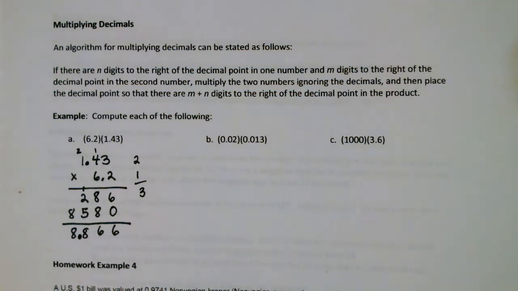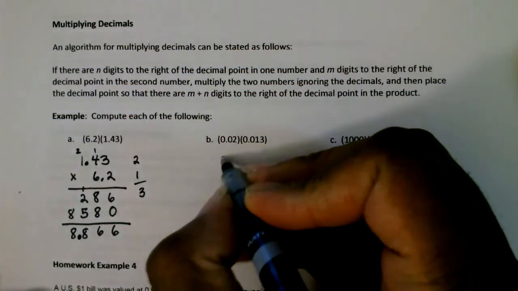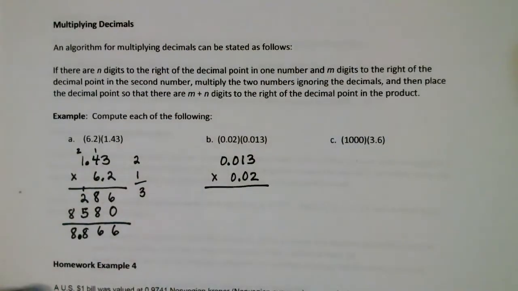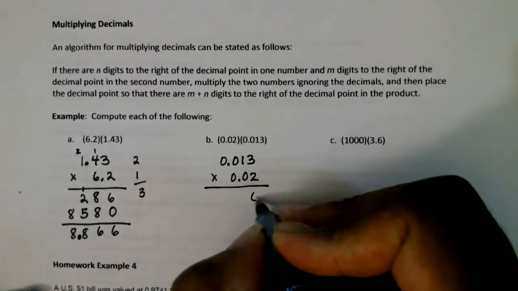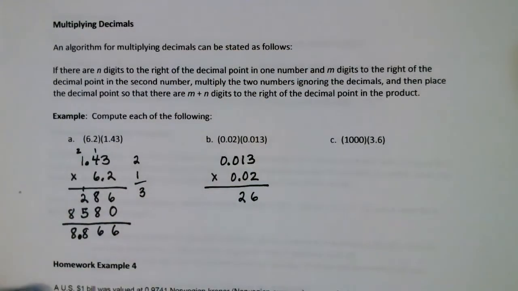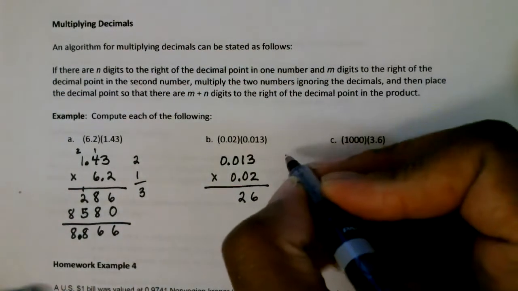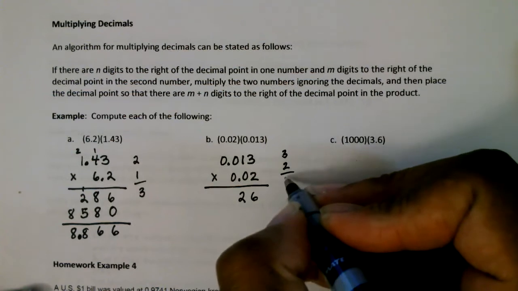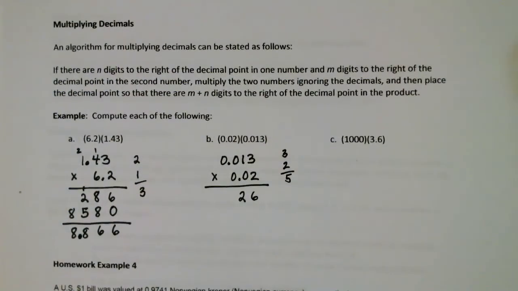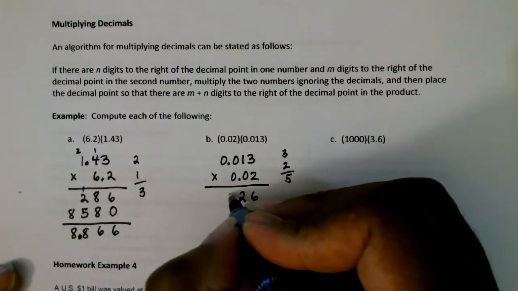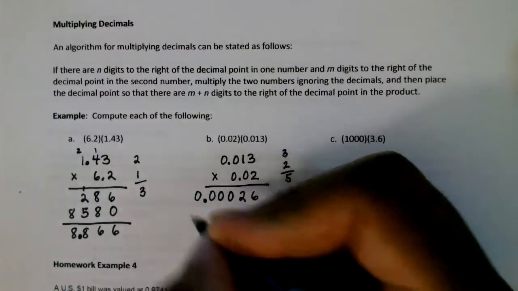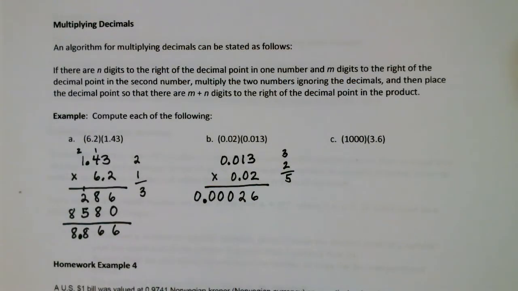All right, part B, 0.02 times 0.013. Let me put the 0.013 on top and then 0.02 on the bottom. And just go ahead and multiply. 2 times 3, that will be 6. 2 times 1 will be 2. Okay, now for the first number, there are 3 digits after the decimal point. The second number has 2 digits after the decimal point. Add 3 and 2 together, you're going to get 5. So my answer has to have 5 numbers behind the decimal point. Well, I got 2. I need 3 more, so I need to put zeros there. And I'll go ahead and put a 0 in front. So my final answer there will be 0.00026.